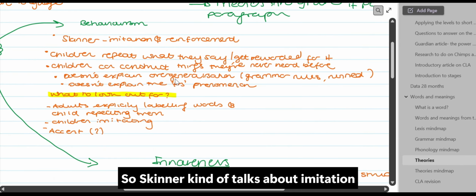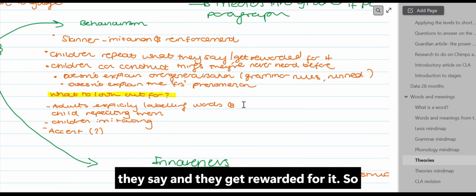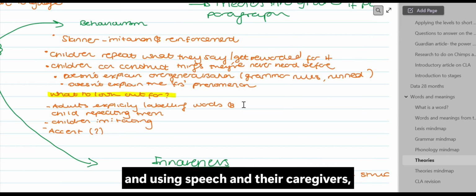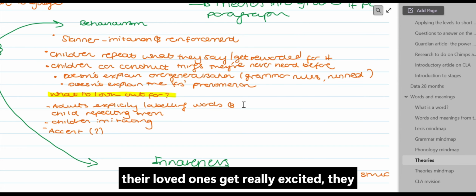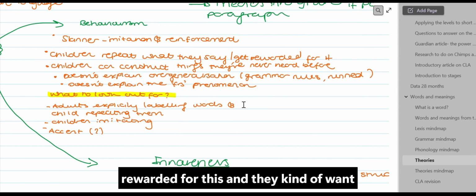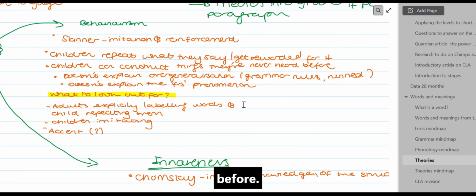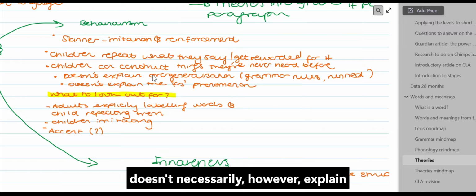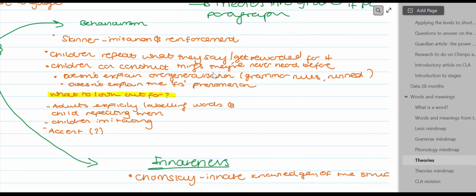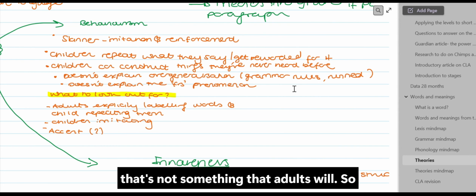So behaviorism, so Skinner talks about imitation and reinforcement. So children repeat what they say and they get rewarded for it. So when a child first starts talking and using speech, their caregivers, their loved ones get really excited. They start clapping and cheering, and so that child realizes that they're getting rewarded for this, and they want to keep doing that. And children can construct things that they've never heard before. However, it doesn't necessarily explain overgeneralizations, like grammar rules, so "runned". So obviously, that's not something that adults will say.